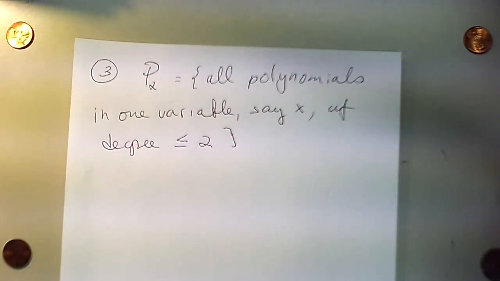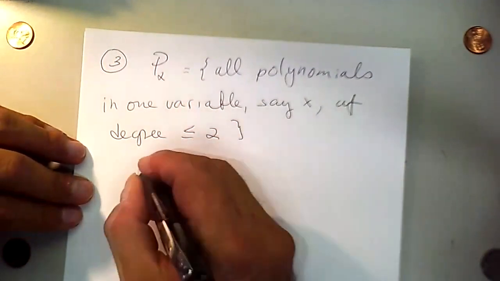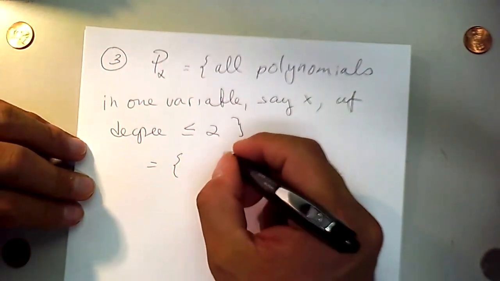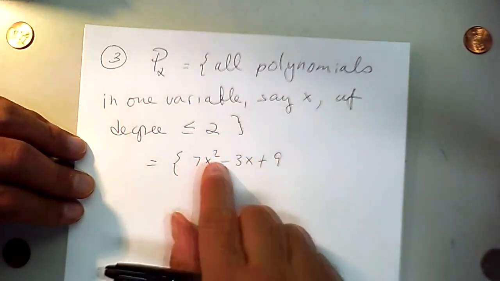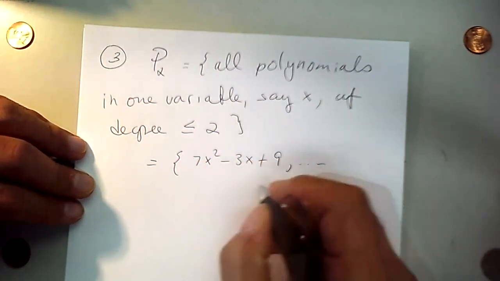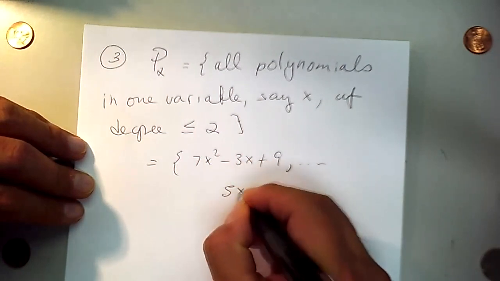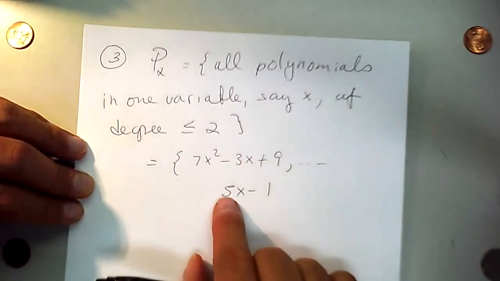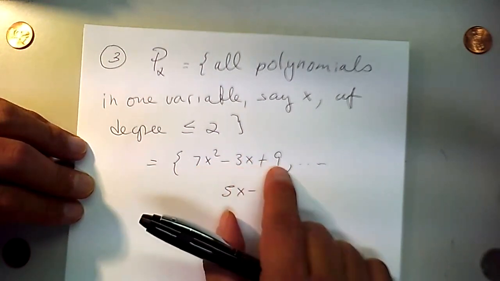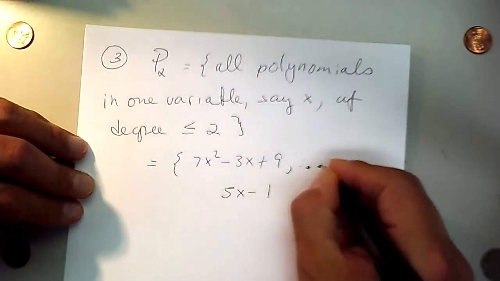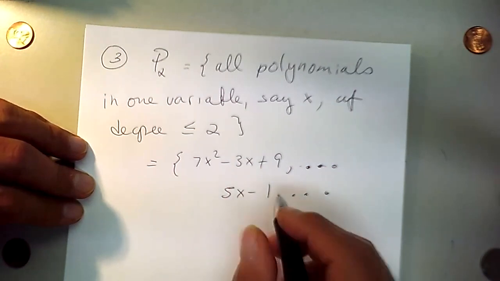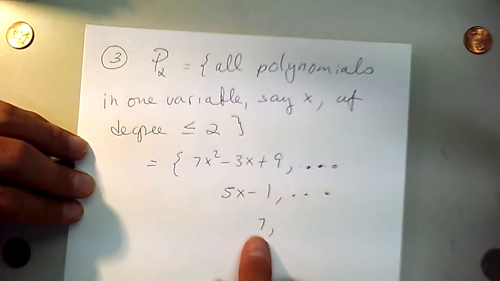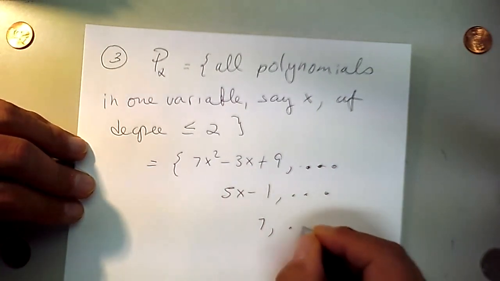Now, before we continue, let's make sure we understand. So we have all the polynomials such as 7x squared minus 3x plus 9. So that's a polynomial of degree 2. And there are many polynomials like so. Or if you have 5x minus 1, those are polynomials of degree 1. And we have many of them. And then we have polynomials of degree 0, which are just plain numbers, such as 7. 7, mind you, is a polynomial. It's a polynomial of degree 0. So that is also a polynomial.